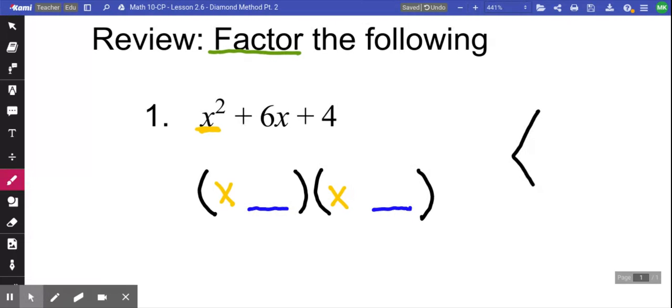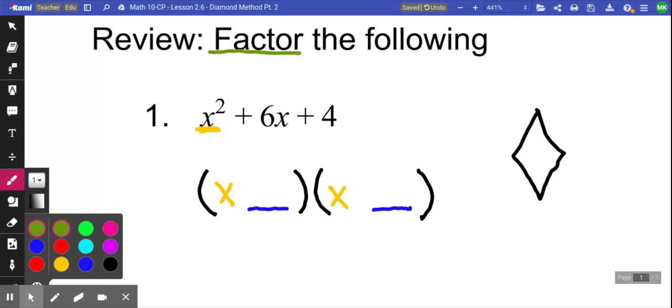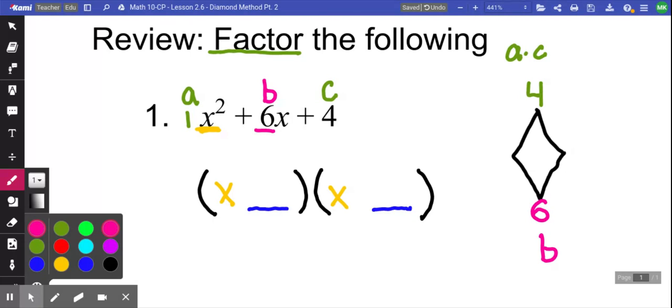The diamond method is where you draw a diamond, and on the points, you put numbers. The top of the diamond is your a times your c value. A is the number in front of x squared, which is 1. C is the value at the end, which is 4. 1 times 4 equals 4. On the bottom of your diamond goes your b value. Your b value is the one that's next to your x, which is right there, 6. The sides of your diamond are two numbers that you have to discover. It's two numbers that have to multiply to be the top number and add to be the bottom number.